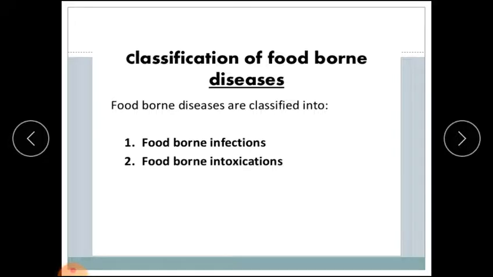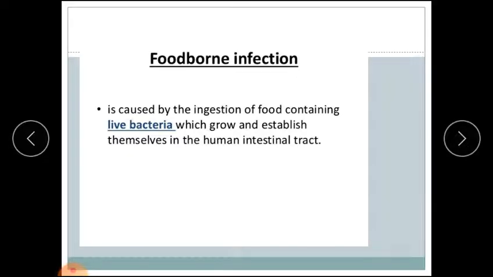There is an exact difference. So see here, what does foodborne infection mean? Foodborne infection is caused by ingestion of food containing live bacteria which grow and establish themselves in the human intestinal tract. It means if a person eats food which contains live bacteria, then when such food is consumed there is some intestinal problem or other infection, and that is called foodborne infection. It means the food must contain live bacteria. Then that disease is called foodborne infection.